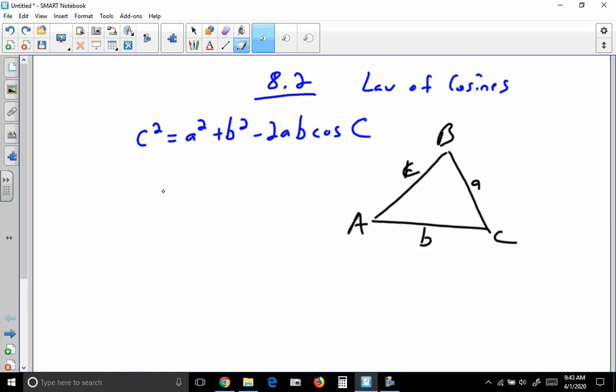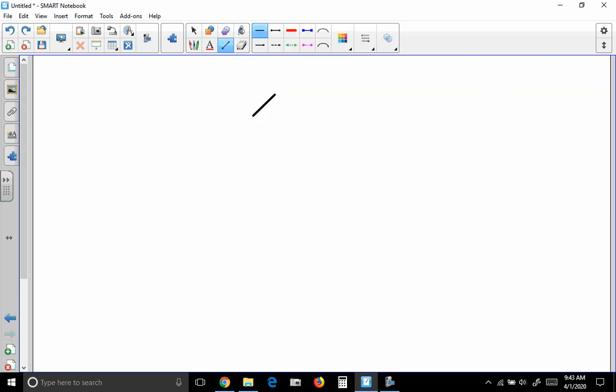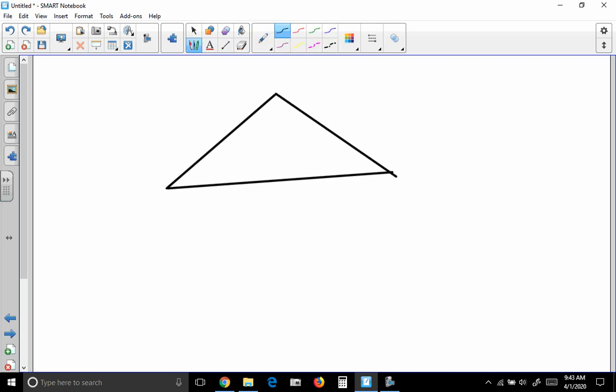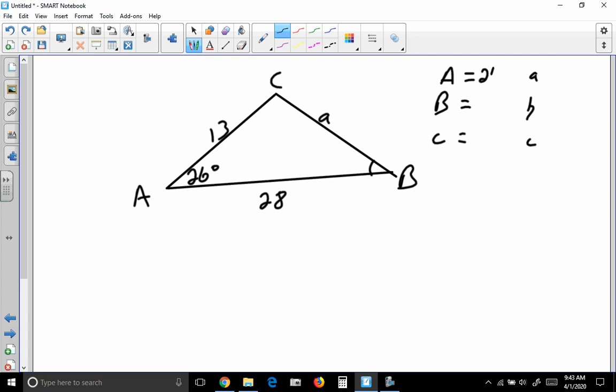Let's erase that. So let's draw a triangle where we have ABC. Angle A is 26 degrees. Side B is 13. Side C is 28. And there's side A. So as normal, we want to begin by listing our angles and listing our sides. We know angle A. That's the only angle we currently know. We know side B. And we know side A.